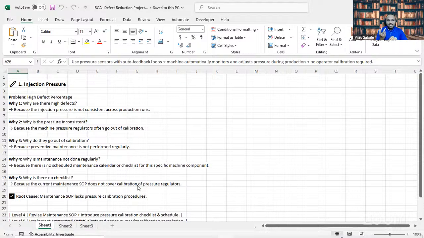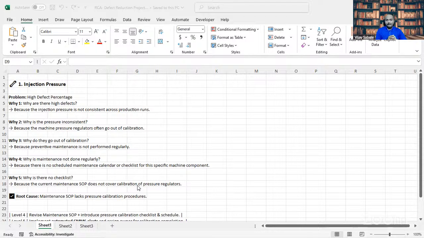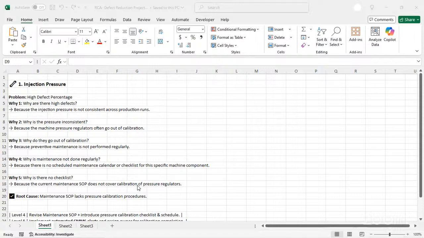Now, which kind of root cause category is it? System level 4. Deterioration.